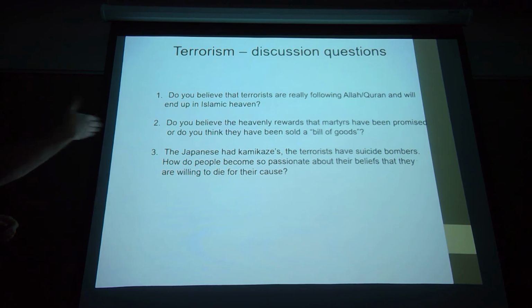The Japanese kamikazes, they had suicide bombers. Okay? How do people become so passionate about their belief that they are willing to die for their cause? You know what the kamikazes were? What were the kamikazes? It was just like train killers, pretty much. Yeah, but they flew planes, right? Yeah. Mm-hmm. And they would fly their plane into a warship. Because remember, Japan was a naval power. Okay? Do you know why they did it?